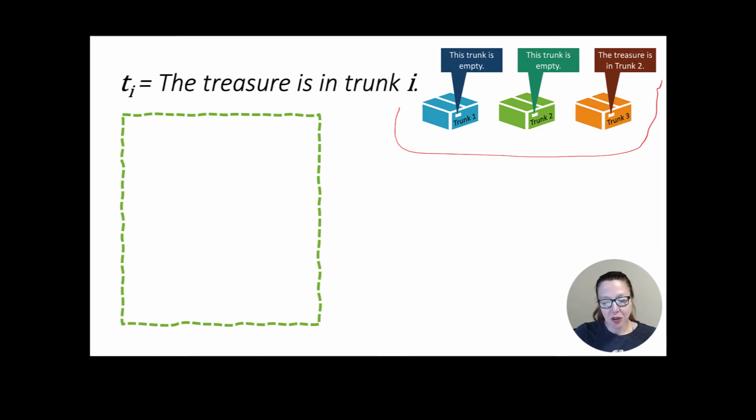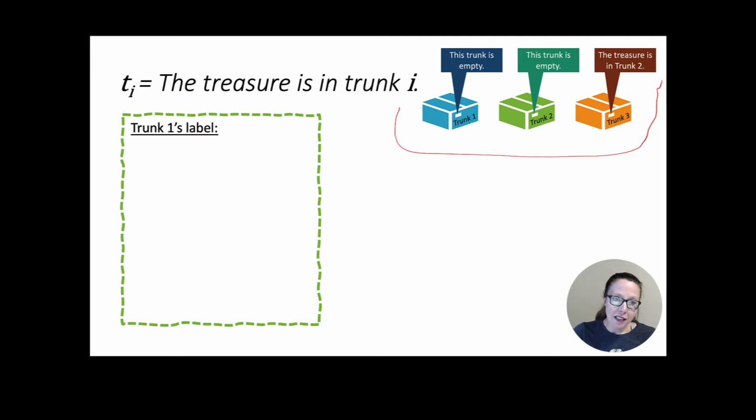We see a recreation of what was stated. Trunk 1, this trunk is empty. Trunk 2, this trunk is empty. And trunk 3's label states the treasure is in trunk 2. If we represent those propositions as T sub I, implying that the treasure is in trunk I, then T1 means that the treasure is in trunk 1, T2, the treasure is in trunk 2, etc. So let's see if we can represent what's stated on the trunks' labels in this format.